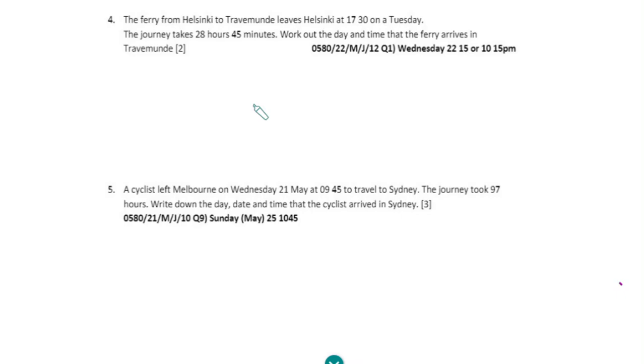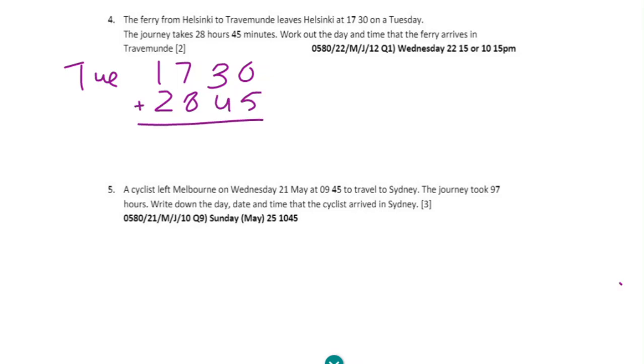Question number 4. The ferry from Helsinki to Travemünde leaves Helsinki at 17:30 on a Tuesday. The journey takes 28 hours 45 minutes. Work out the day and time that the ferry arrives in Travemünde. So 17:30 on Tuesday the ferry leaves for Travemünde, and the journey takes 28 hours 45 minutes. So we'll add this time to 17:30, which will give us 45:75.